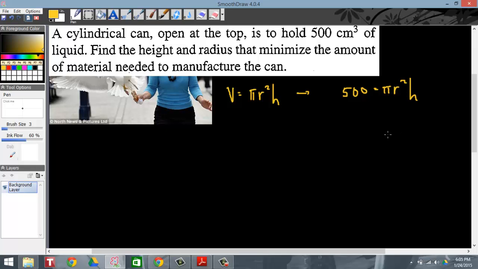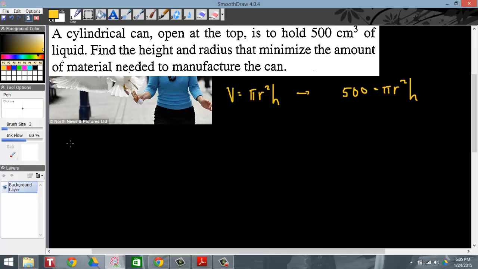So that's going to equal pi r squared h. Now it's asking us to find the height and radius that will minimize the amount of material needed to manufacture the can. So basically what I'm being asked to do is to optimize the dimensions of the can, specifically the height and radius, and specifically looking for a minimum. So what I need is a formula that will allow me to connect radius and height when it comes to things that are wrapped around a can.